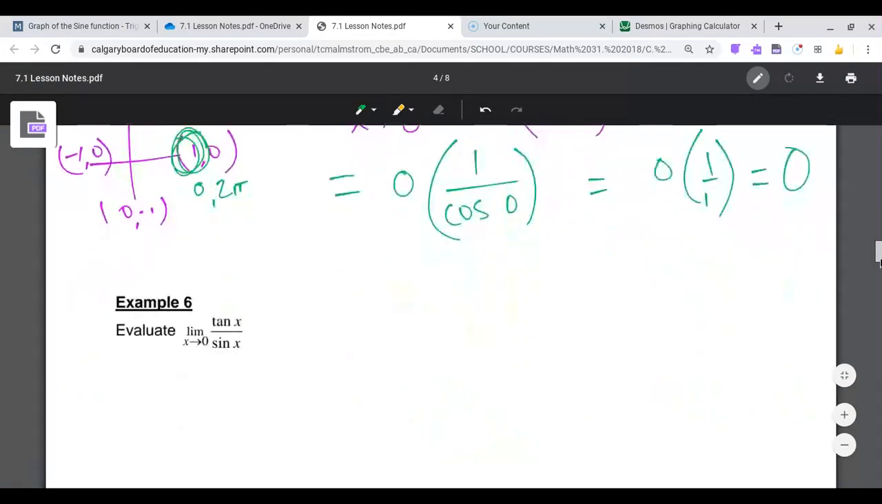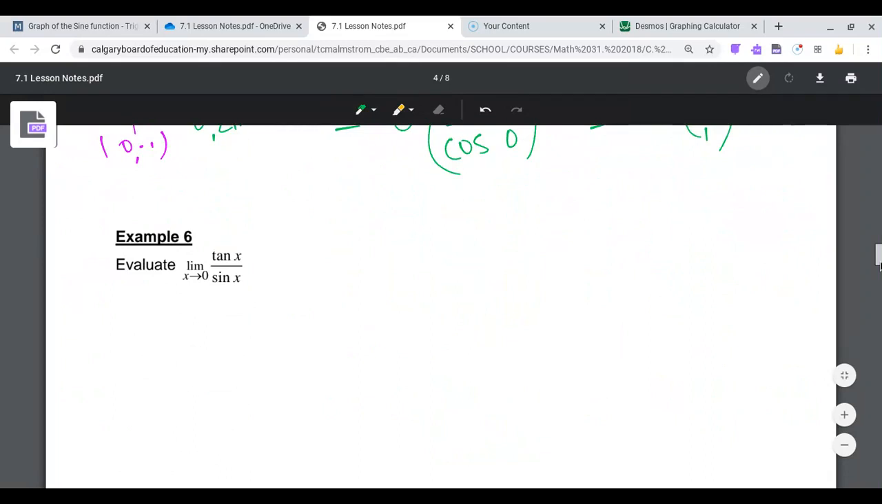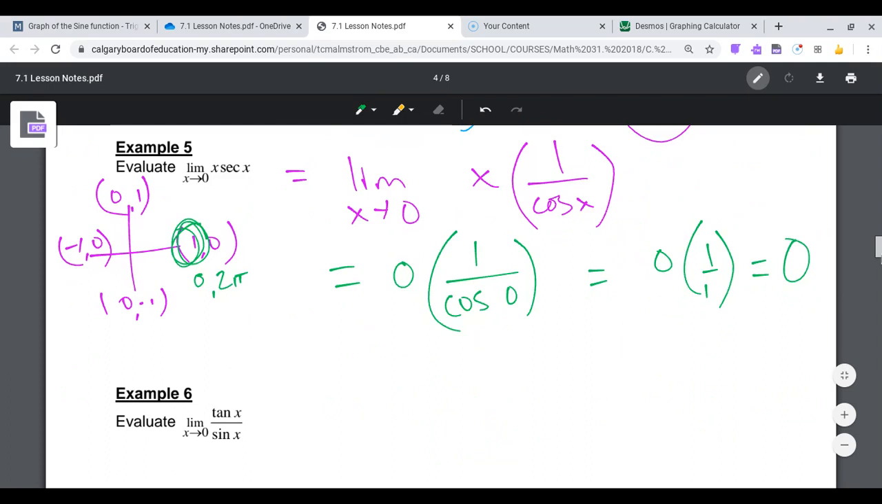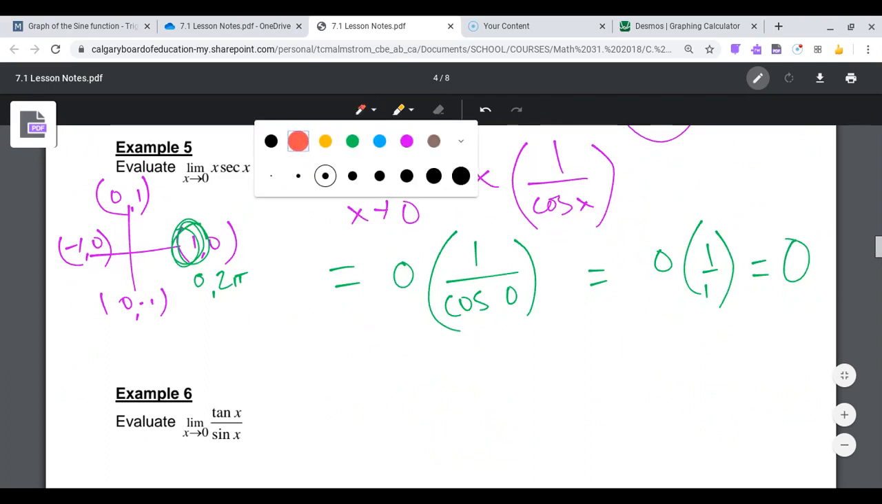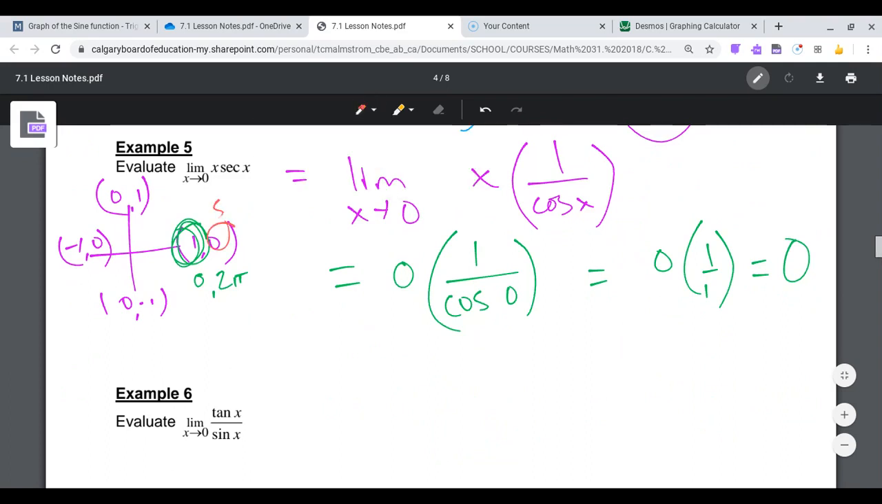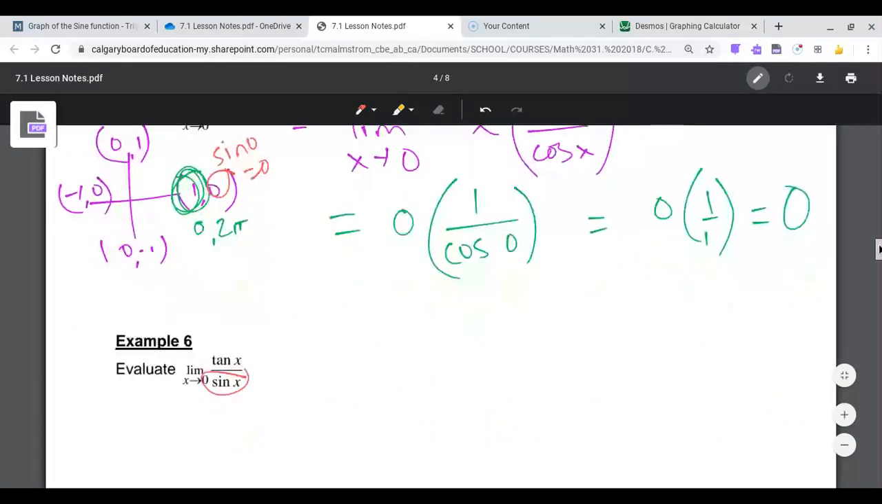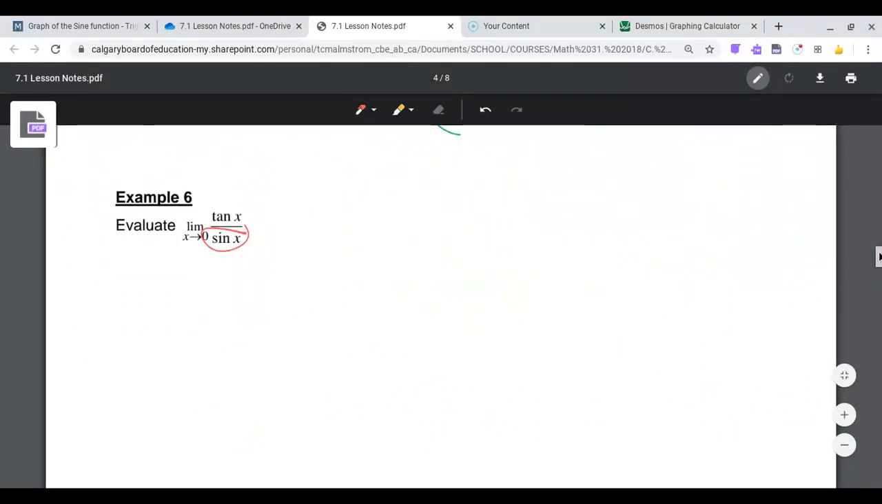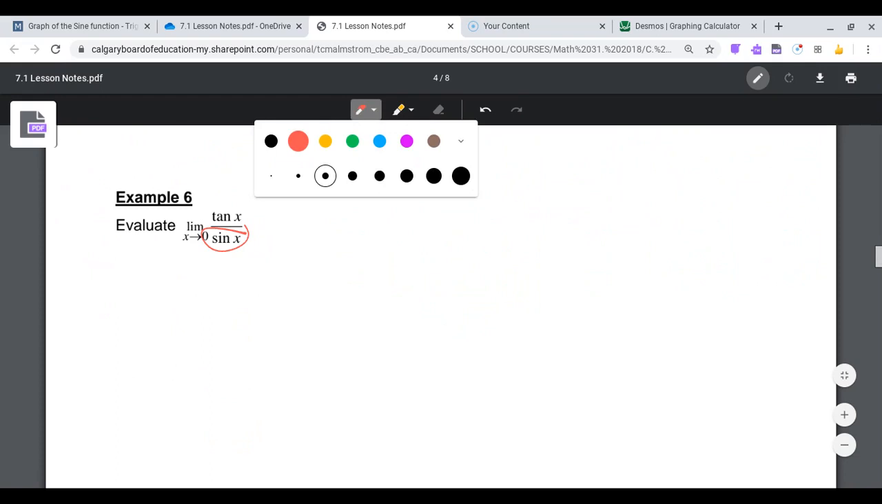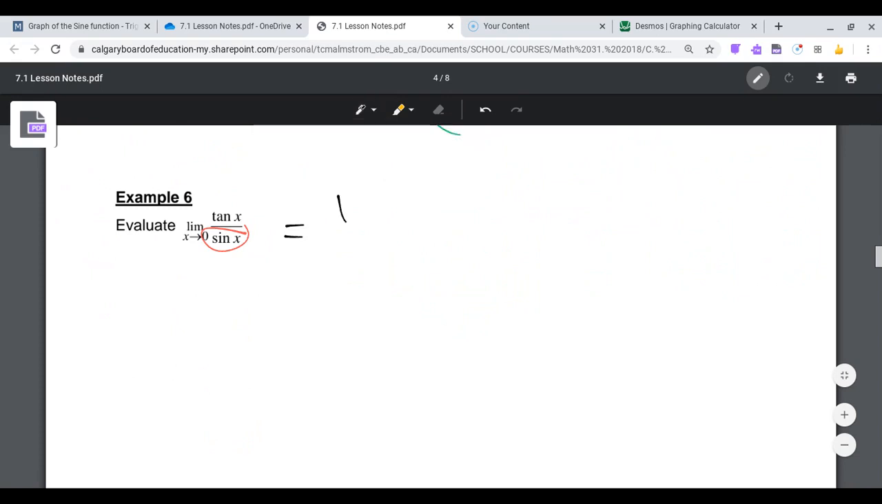Okay, example 6. When I tried direct substitution on this one, sine of 0, if I look back on my previous diagram here, sine of 0 would be 0. So that would be a problem on this example. Then I have to ask myself, is there some sort of manipulation, because I don't see the fundamental trig limit in this?